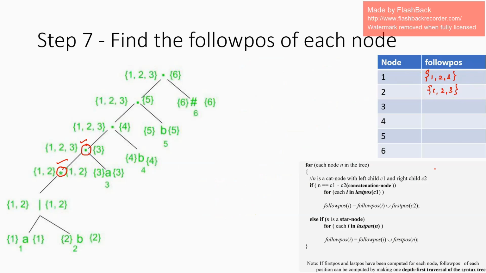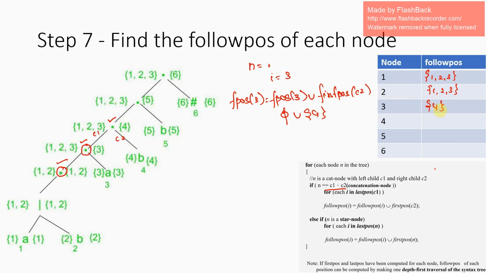Now moving to the next level, this is the next node for which we have to find out the follow position. So n is concatenation. So go with the same rule. Consider the last position of C1. So what is the last position of C1? The last position of C1 is 3. So i is 3. So I need to find out what is the follow position of 3. So follow position of 3 is follow position of 3 union first position of C2. So what is C2 here? This. Its first position is 4. So this is empty and this is 4. So your answer will be 4.